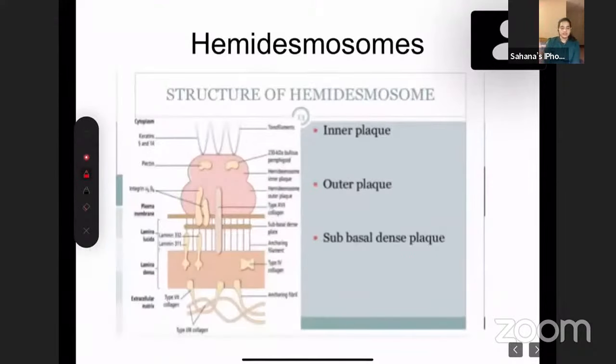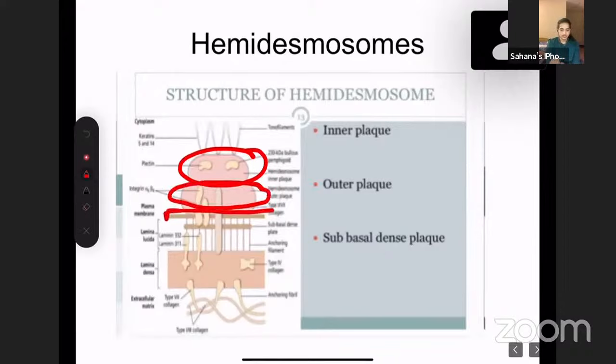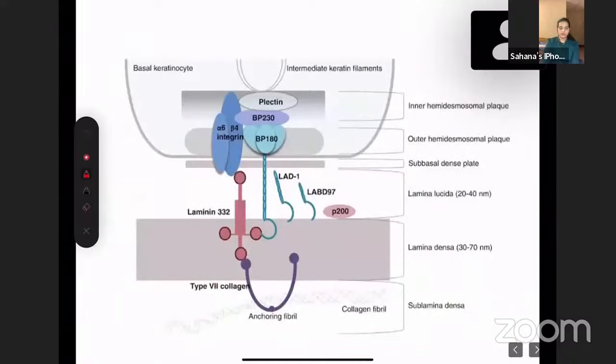Okay, so the first structure I told you about was the Hemidesmosome. Hemidesmosomes have 3 structures: the inner plaque, the outer plaque, and the subbasal dense plate. Let me show you this. This is the inner plaque of the Hemidesmosome. This is the outer plaque, and this line which you see here is the subbasal dense plate. So this is the inner hemidesmosomal plaque, the outer hemidesmosomal plaque, and the subbasal dense plate.